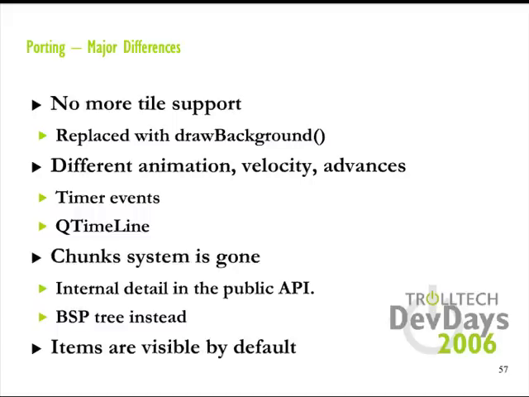Another thing that is gone is the chunk system. In Q3 Canvas, there was an internal optimization where we split the entire view into a number of rectangles and figure out which parts need to be drawn based on the dirty chunks. This was an internal detail, but it was publicly available, and in many cases you actually had to use that to do proper animation and to properly move things around. We have now replaced this with the BSP tree, which is an internal detail. You never have to worry about these things at all. And last but not least, items are visible by default.